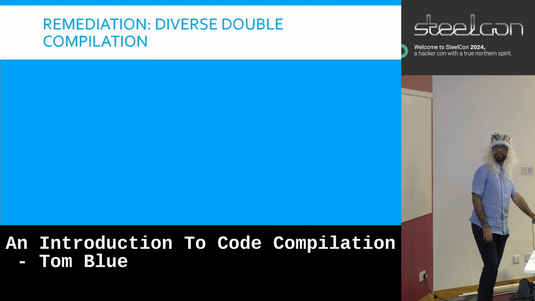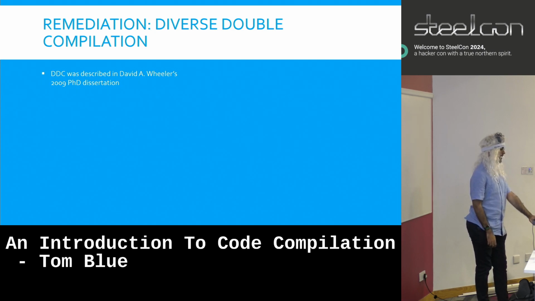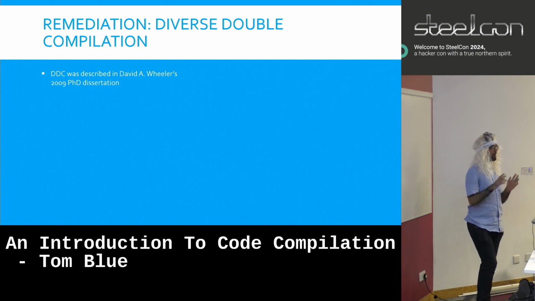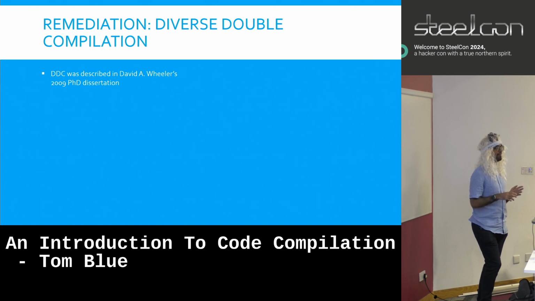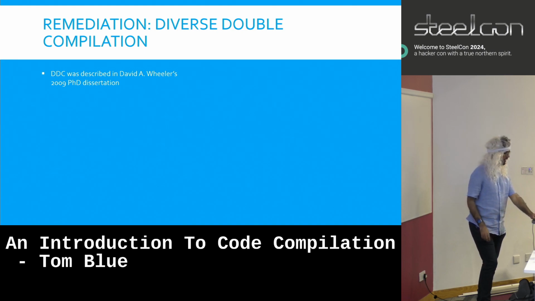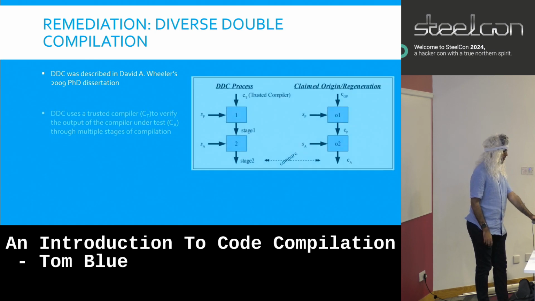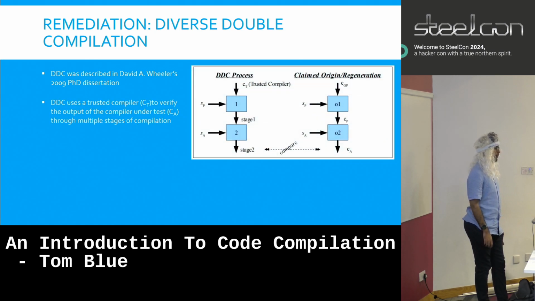Looking into it a bit further, I found that there was a remediation known as diverse double compilation. It was described in David A. Wheeler's 2009 PhD dissertation. The idea basically is that compilers come in what are known as families. When you have a compiler and you improve upon it, that's the next generation of that family. Compilers from the same family will have certain similarities. And diverse double compilation is a way of using a trusted compiler within a family to verify the output of compilers that are a derivative of that compiler.